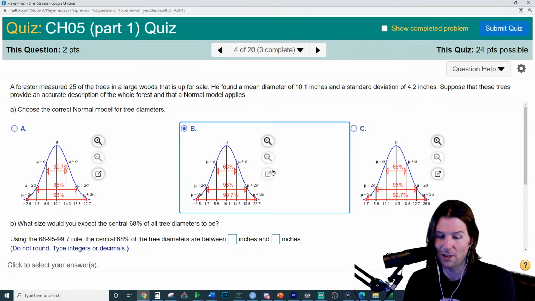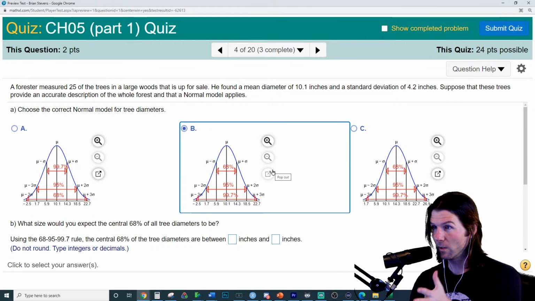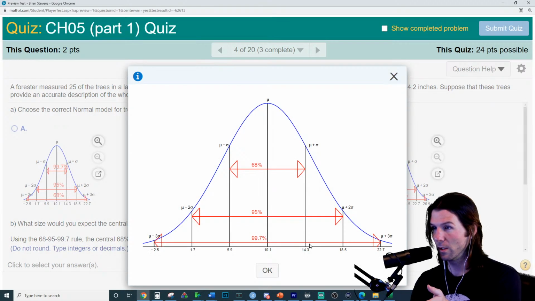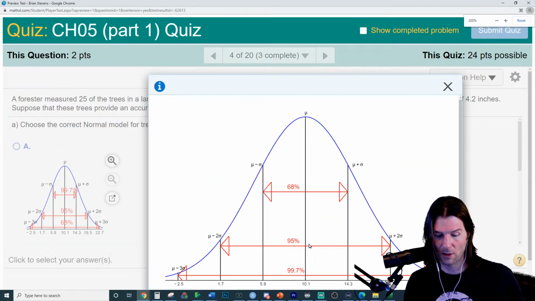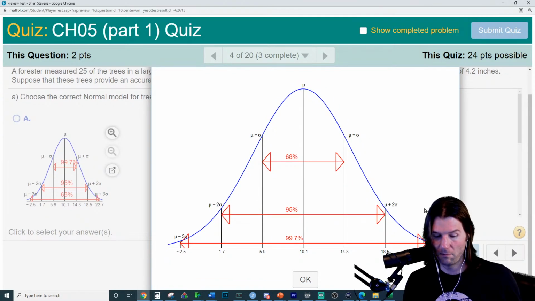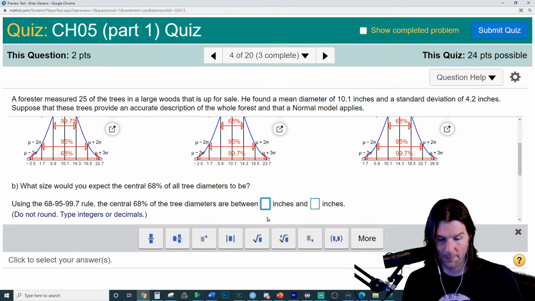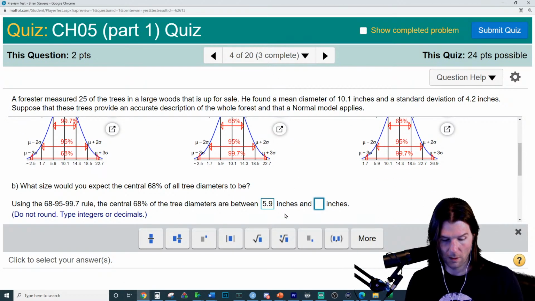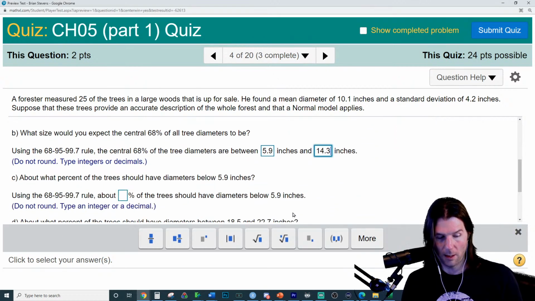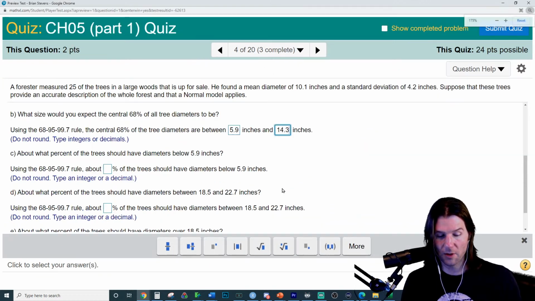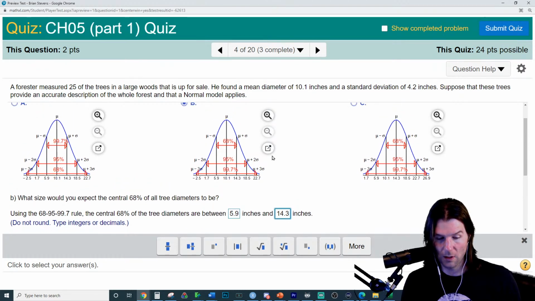What would you expect the middle 68%? Well, let's just review. The middle 68% is within plus or minus 1 standard deviation, and it gives us the answers. So 5.9 to 14.3. Middle 68%. What percent would you expect to have diameters above 5.9 inches?